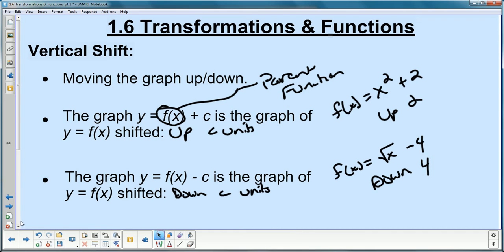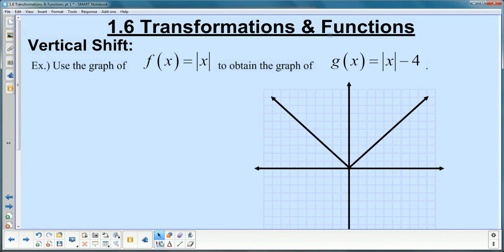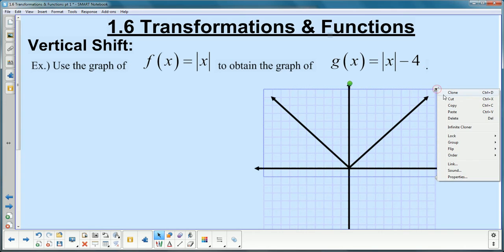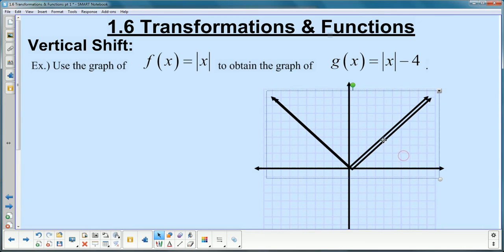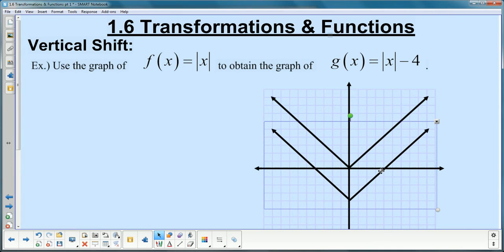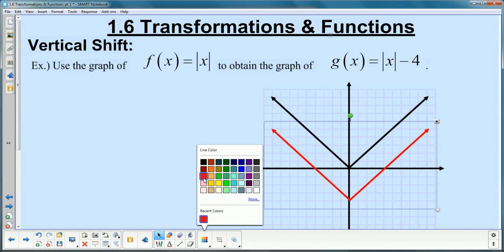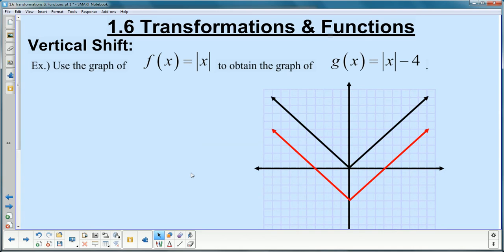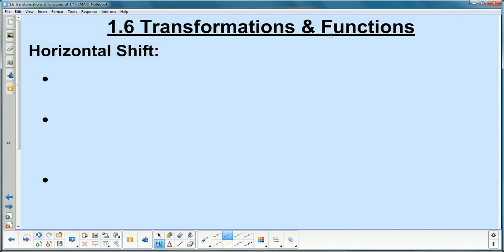Okay, the other option we have then, or actually an example first. So you see here we have our absolute value function drawn already. This is telling us to move down 4. So if I clone that, I'd move it down 4 by going 1, 2, 3. This would be down 4. Let's see if we can change that even. Okay, so our new graph would be down 4 right there. Okay, and if it was up 4, we just go the opposite direction, obviously.